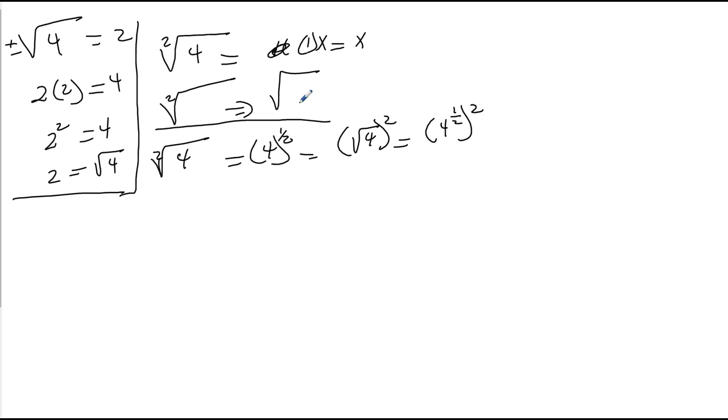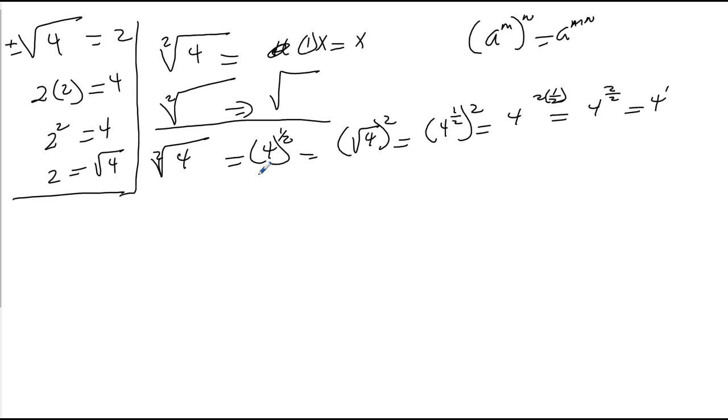Now, from the operation of a to the m, raised to the power of n, is equal to a to the m times n, because you multiply those two exponents. Well, you multiply these. And that would be equal to 4 raised to the power of 2 times 1/2, which is 4 raised to the power of 2 over 2, which is equal to 4 raised to the power of 1.